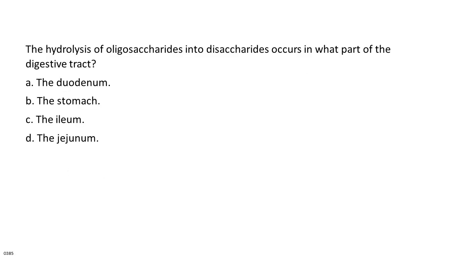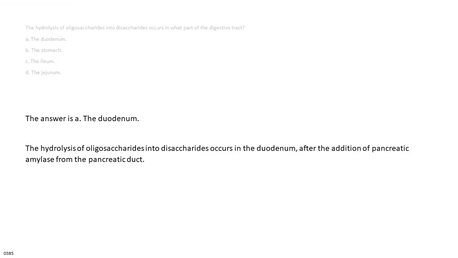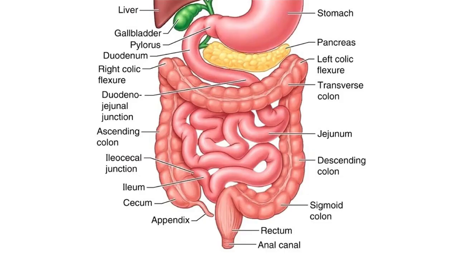The hydrolysis of oligosaccharides into disaccharides occurs in what part of the digestive tract? A. The duodenum. B. The stomach. C. The ileum. D. The jejunum. The answer is A. The duodenum. The hydrolysis of oligosaccharides into disaccharides occurs in the duodenum, after the addition of pancreatic amylase from the pancreatic duct.